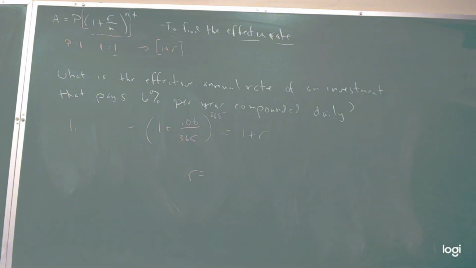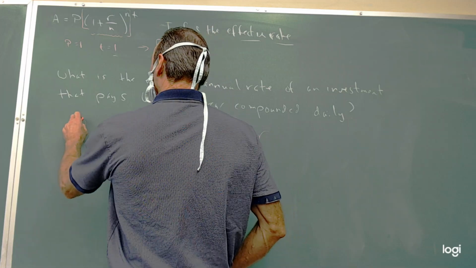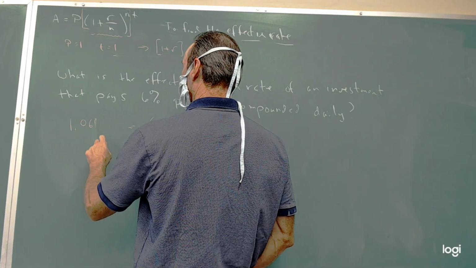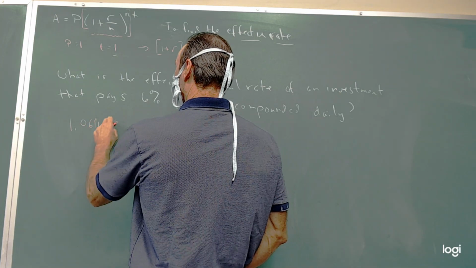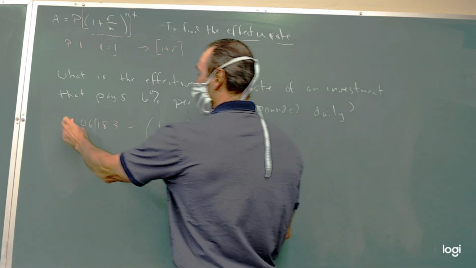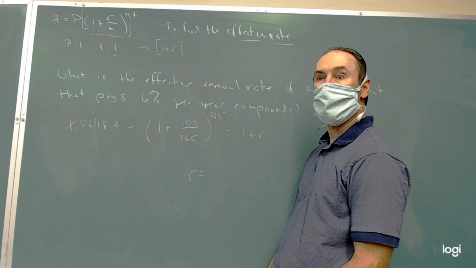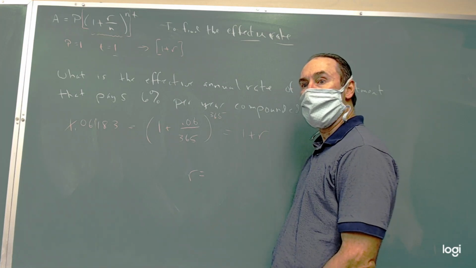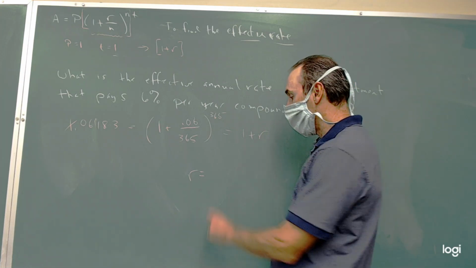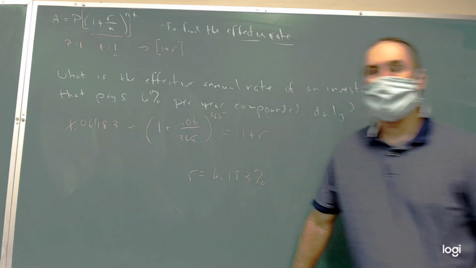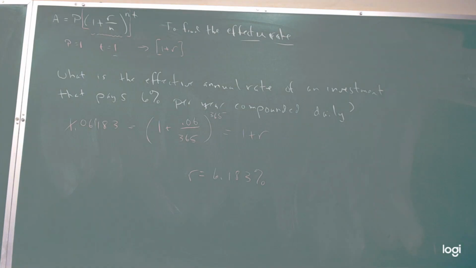What'd you get, Emma? 1.06. Give me a couple more. 1.06180. Okay, so now this is our 1 plus R. So you're subtracting off the 1. Now you got 0.06183. Now make that into a percent. 6%. I was hoping for a little bit more in terms of decimals.